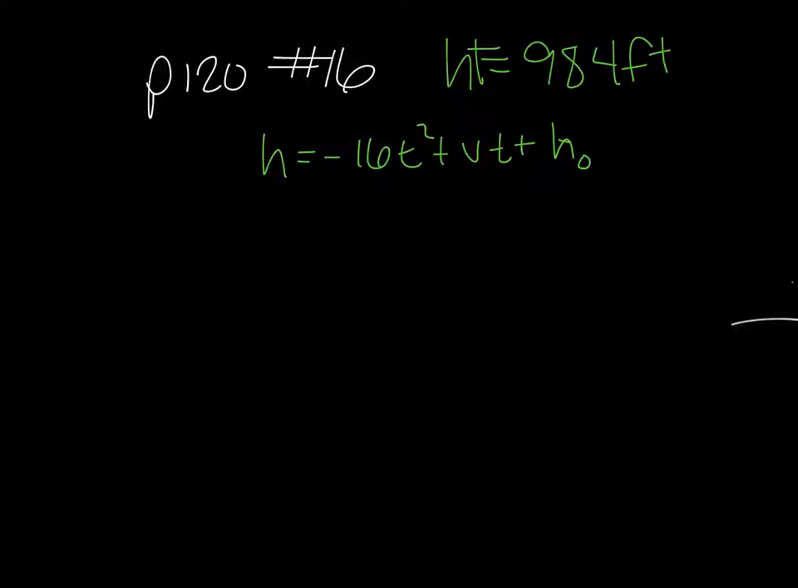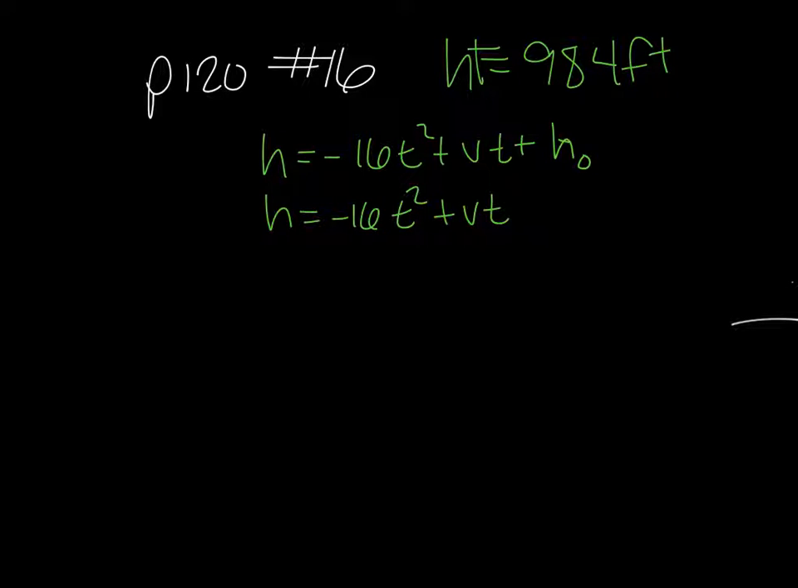Because we're saying we're dropping a coin from the top of the Eiffel Tower. We're not saying we're on the ground and we threw it to the top of the Eiffel Tower, right? And so we're saying our initial height is this. So I'm going to rewrite it. H equals negative 16t squared plus vt.